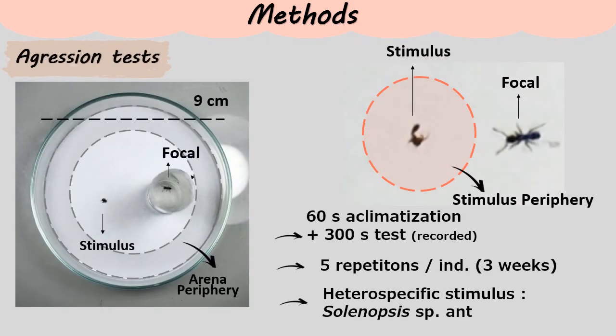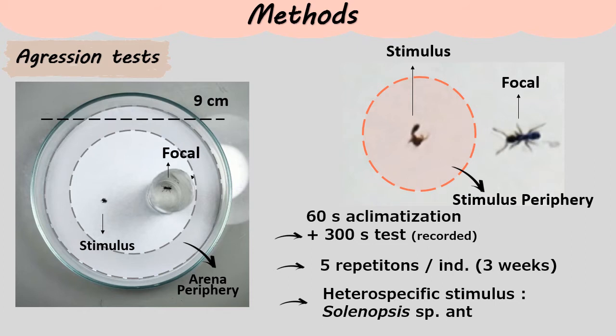Aggression tests were carried out on a petri dish of 9 cm diameter with a peripheral area marked in pencil, 1 cm away from the rim, with a clean filter paper floor that was changed for each trial. The ant was introduced in an acclimation tube for 60 seconds, while a dead stimulus was placed diametrically opposed at the center of the arena. Then the tube was removed, and the behaviors were recorded for 300 seconds. A circle of 1.5 cm diameter was also delimited around the stimulus to calculate the stimulus peripheral zone.